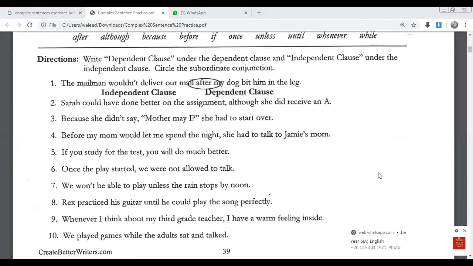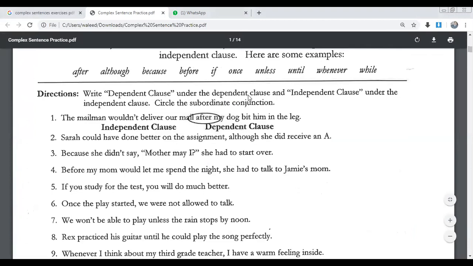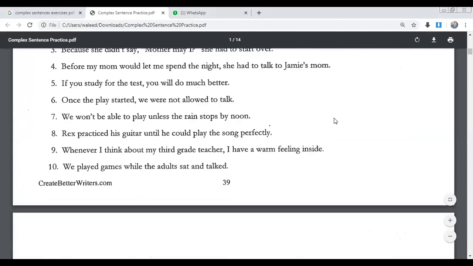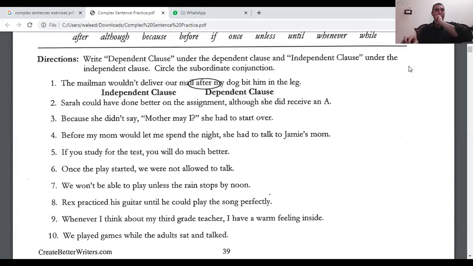One by one in the group, I will ask the questions and you have to tell me. Write dependent clause under the dependent clause and independent under the independent. Circle the subordinate conjunction. I'll unmute you one by one to answer. Don't raise your hands. Faris Ahmed, you're unmuted. You will do number 2. Sarah could have done better on the assignment, although she did receive an A. Which one is dependent, which one is independent, and where is the conjunction?